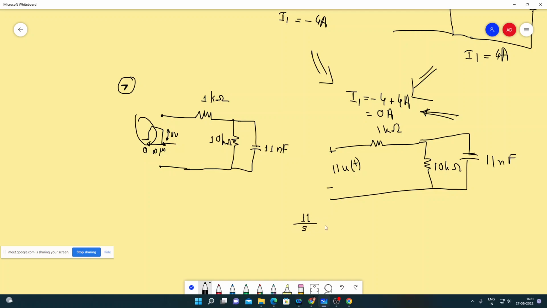11 by s in the Laplace domain equals, let's say this is my current I, so in the Laplace domain it will be I as a function of s into 1000, and let's say this current is I1, so plus I1 into 10 into 1000.